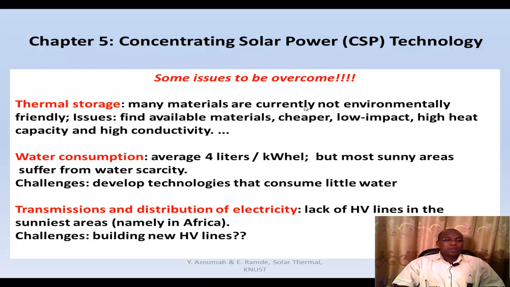I already spoke about water consumption, because on average, if you are using a Rankine system, a steam turbine, for 1 kilowatt hour of electricity, we need 4 liters of water. This is very much, considering semi-arid areas where people are suffering from water scarcity, you know. So this is a big issue in the selection of CSP technology.